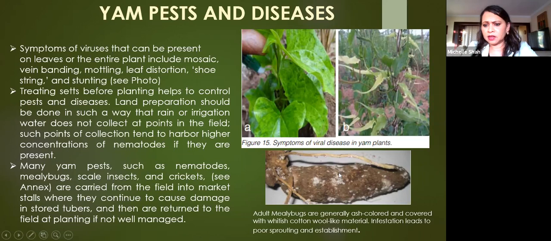The last picture here shows you the mealybug, generally, which is ash-colored and covered with whitish cotton wool-like material on the surface of the edibles of the yam. So these white areas are where the mealybug has attacked the yam.